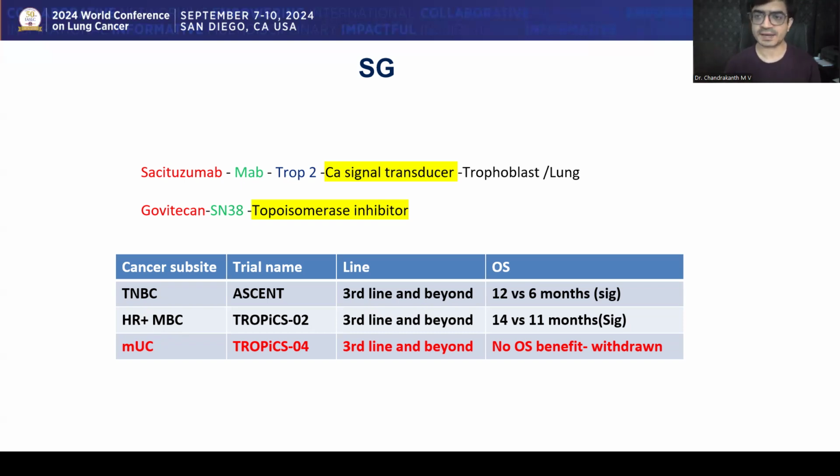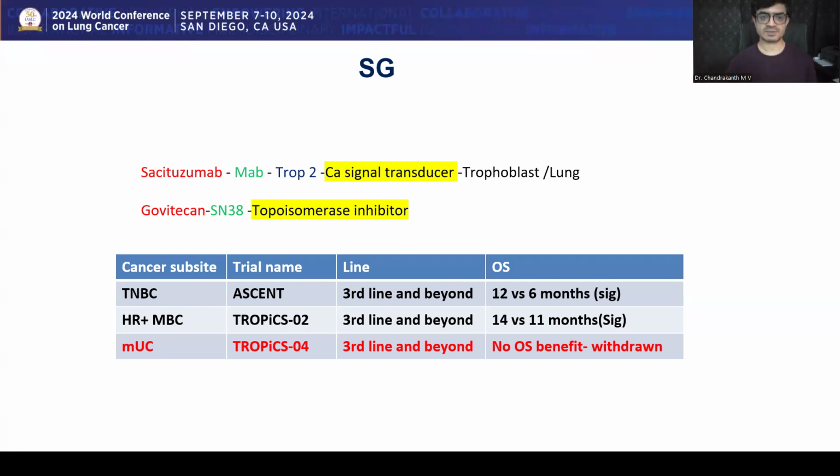Then comes Govitecan. Govitecan looks similar to irinotecan, right? So the active component of irinotecan, SN38, is what is Govitecan, and it is a topoisomerase inhibitor. To put it in simple terms, it is a Trop2 antibody with an irinotecan tag, that is Sacituzumab Govitecan. Datopotamab deruxtecan, Dato-DXd, also has action on Trop2, right?